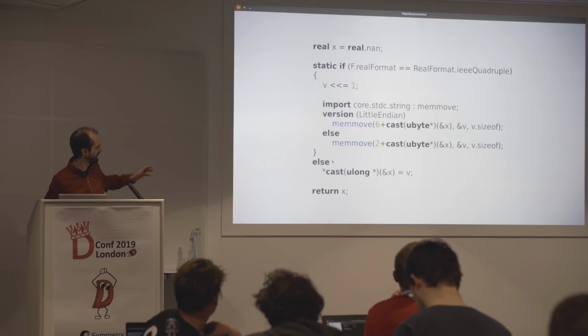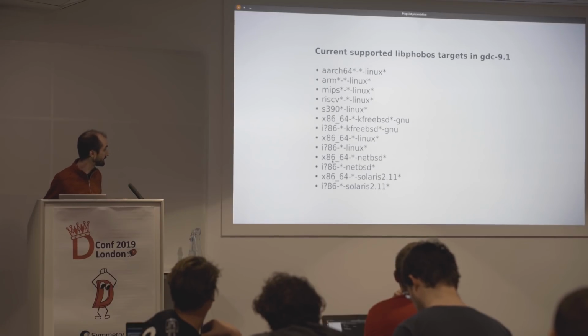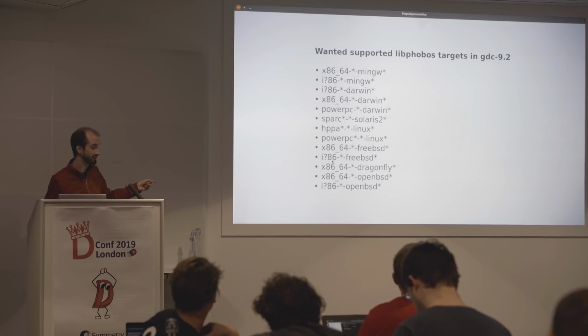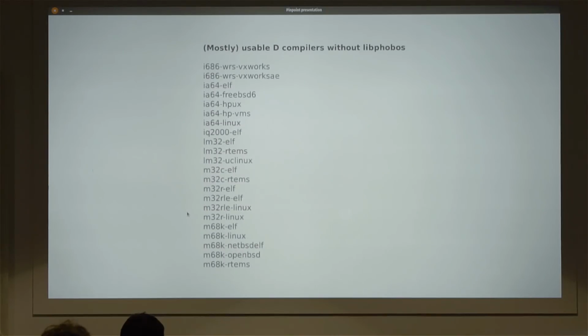Strict alignment. That's kind of a workaround, but you get the idea of what's going on. Now, currently in GDC, these are the targets that we support. This is what I want to extend to in the next point release, and these are the compilers from when they came out.